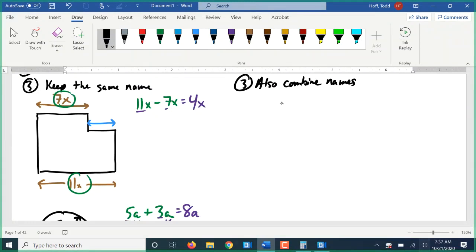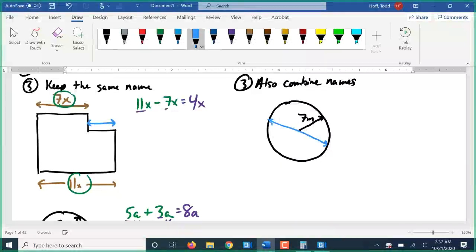For multiplication, let's say that this radius is given as 7m. And I want to know the diameter. Well, to find the diameter, it's the radius. Diameter equals 2 times the radius. So to find that diameter, it's 2 times the 7m. Those have different names, but it doesn't matter because we're multiplying.